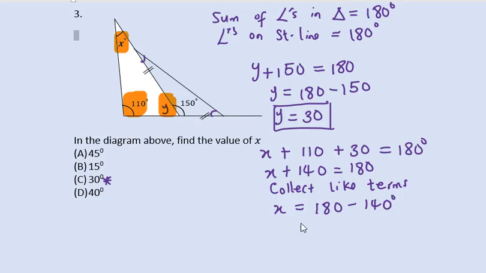If you have an issue with collecting like terms, I have a video on change of subject formula. Go through that video, that will really help you. So from here we'll have that 180 minus 140 is 40 degrees, and that makes option D the accurate answer. Please don't make the mistake of falling for this trap. And we are done with that question.